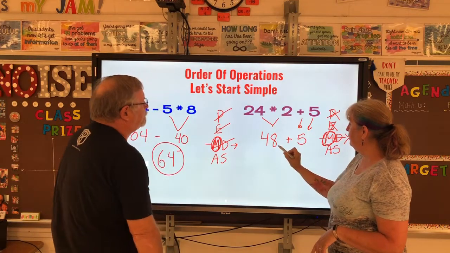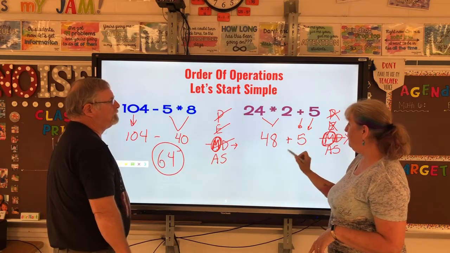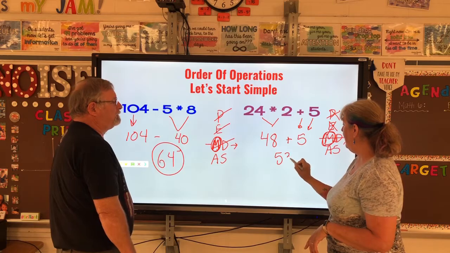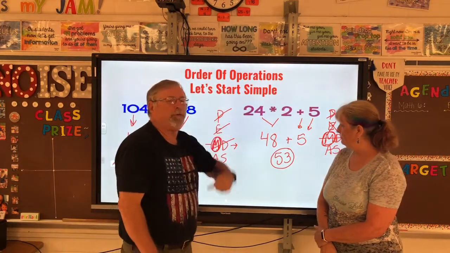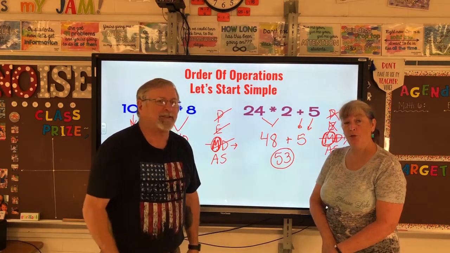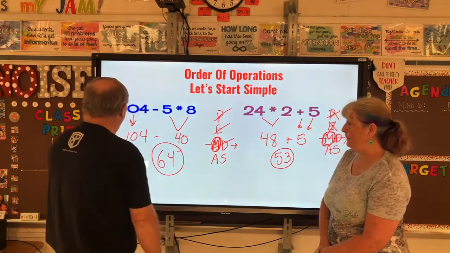When I get to the final, it's 48 plus 5, which is 53. And again, circle that final. And again, we don't care if you grab a calculator and put the whole thing in there and check your answer. That's just smart. Absolutely.